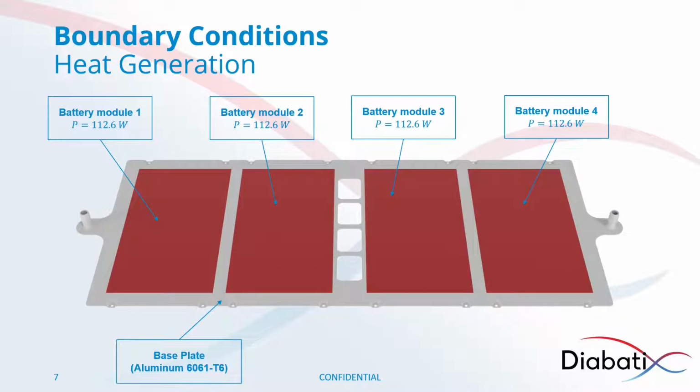Well, and then at the base plate, you also see that we have 4 battery modules. Each of them is represented by a heated wall with 112.6 watt. We do that in this case with just a heated wall representation. You could do that in other ways as well.